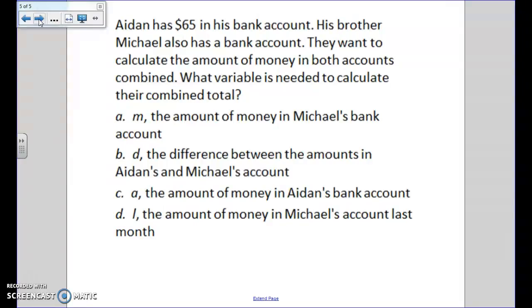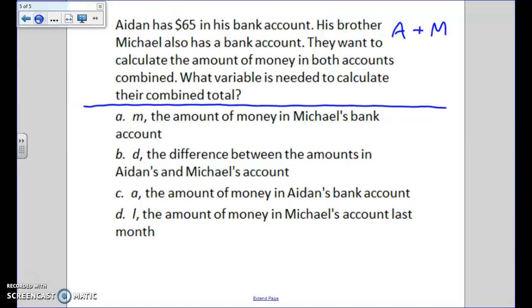In this case, long one, it says Aiden has $65 in his bank account. His brother Michael also has a bank account. They want to calculate the amount of money in both accounts combined. What variable is needed to calculate their combined total? So before I look at the choices, Mr. Gillum thinks, okay, we have Aiden and we have Michael, and we want to know how much they have altogether.